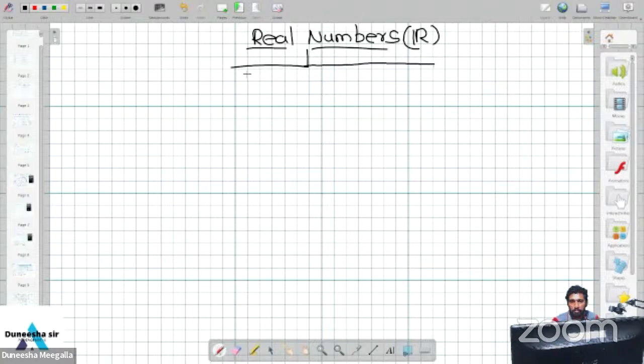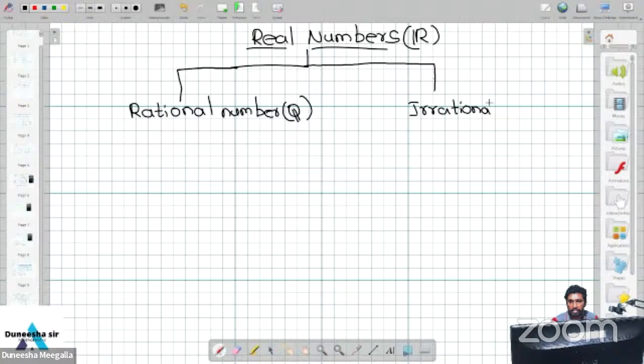Okay, real numbers can be divided into two parts. Rational numbers and irrational numbers. The symbol for rational numbers is Q. The irrational numbers are Q dash.